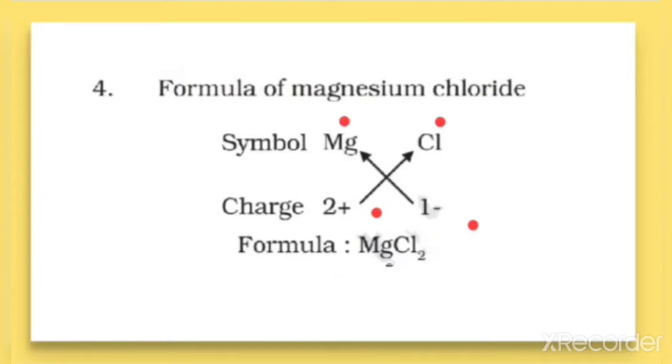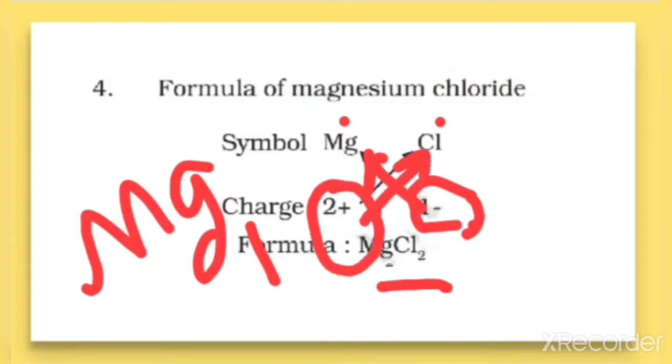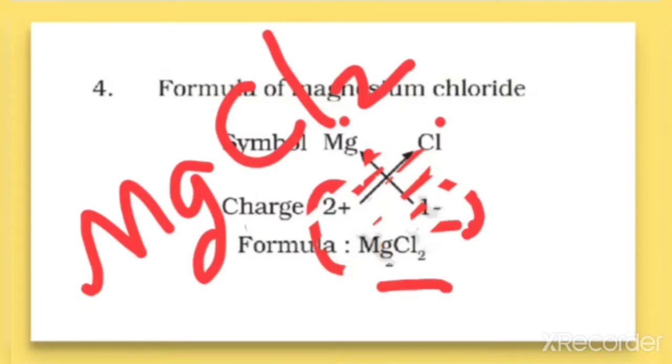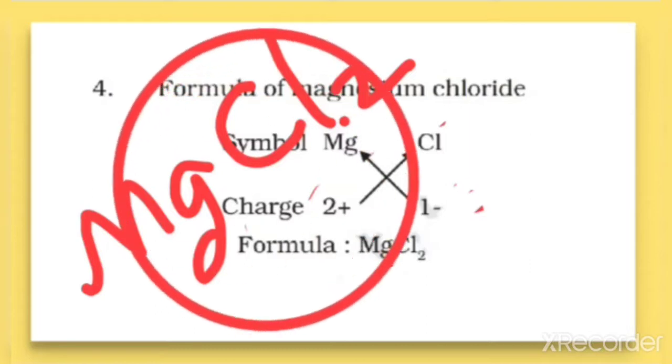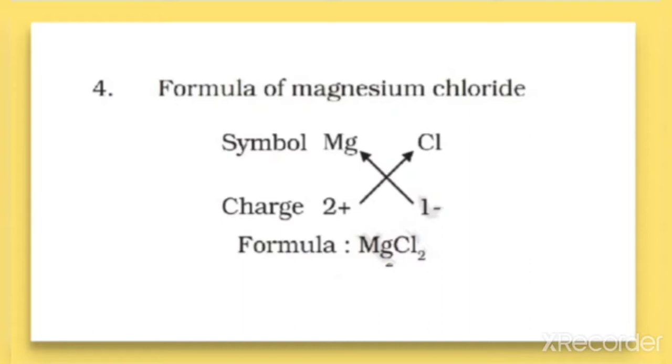When you cross it, we will get the formula MgCl2, because Mg has one negative charge, so that 1 goes to Mg, so we are writing 1 here, and the 2 goes to chlorine, so we are writing 2 here. As I told you, number 1 is no need to represent, so we'll rub it out. So what is the formula now? The formula is MgCl2. So that is all about this example.